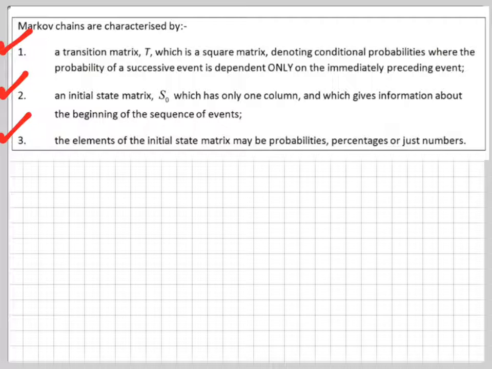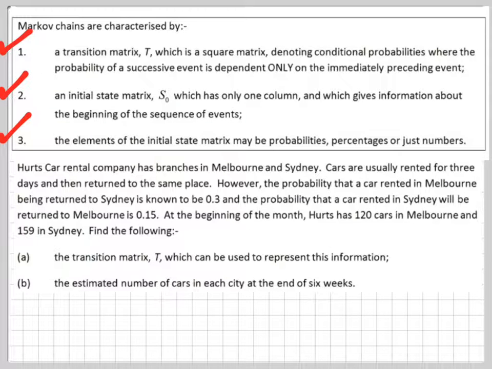All right, I'm rabbiting on here, so let's get going onto a different situation. Hertz Car Rental Company has branches in Melbourne and Sydney. Cars are usually rented for 3 days and then returned to the same place. However, some people don't do that, and the probability that a car rented in Melbourne will be returned to Sydney is known to be 0.3, and the probability that a car rented in Sydney will be returned to Melbourne is 0.15. That's very interesting. So I would say that means you're going to get cars more gravitating towards Sydney, wouldn't you?